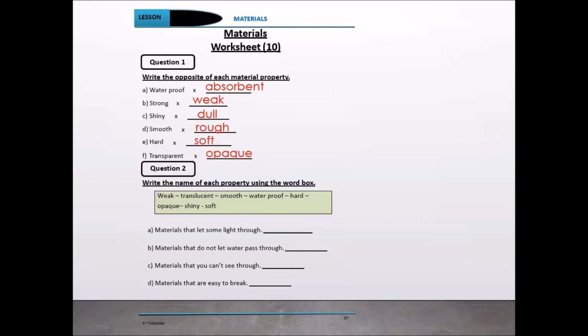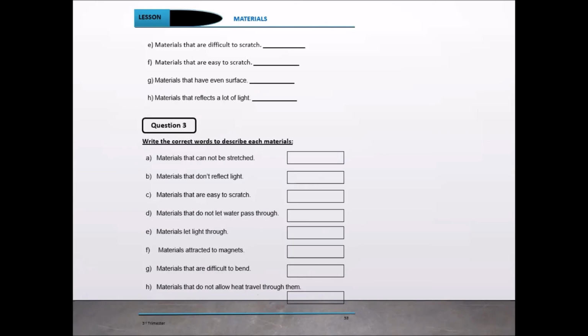Okay? Question number 2. We are going to choose the word beside its meaning. So it's like the scientific term. Letter A. Materials that let some light pass through them are called translucent. Letter B. Materials that don't let water pass through. Waterproof. C. Materials that you can't see through. Opaque. D. Materials that are easy to break. Yes, they are weak. Okay. E. Materials that are difficult to scratch.